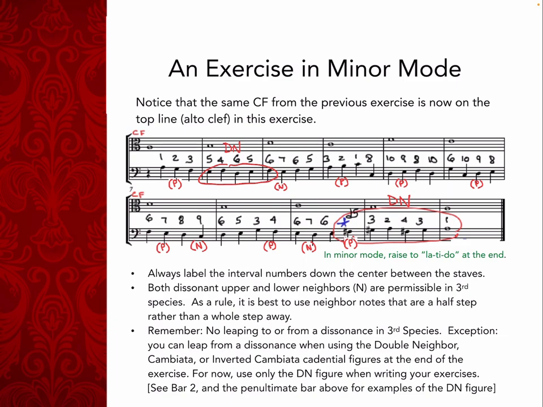Okay? Second dot, both dissonant upper and lower neighbors are permissible in third species. As a rule, it is best to use neighbor notes that are a half step rather than a whole step away. And remember, no leaping to or from a dissonance in third species is allowed, except when you use the double neighbor, the cambiata, and I didn't mention this in the presentation, but there is an inverted cambiata. It's just the exact opposite shape of the cambiata at the end of your exercises when you're going to a cadence point. So for now, just use the double neighbor figure when you're writing the exercises because the double neighbor, statistically speaking, occurs about 95 out of 100% of the time. It's most popular and easiest to work with.